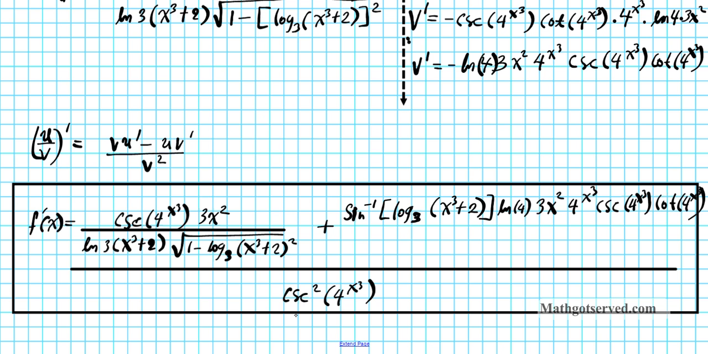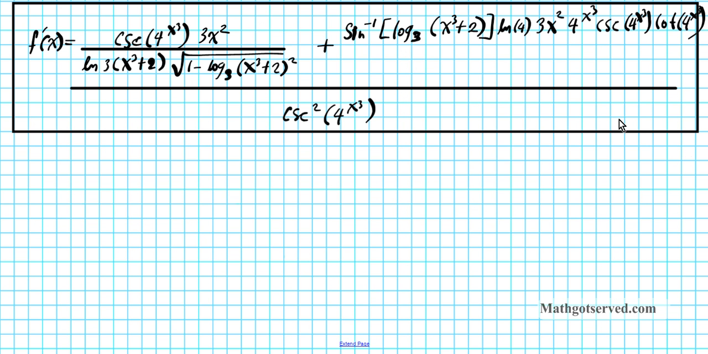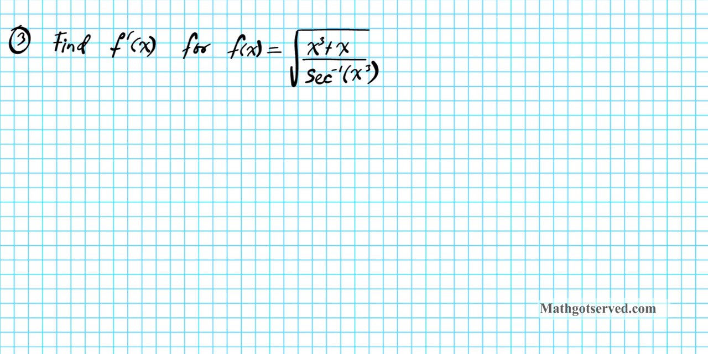All right. So for problem 3, let's use a new page. We have to find the derivative of f of x equals the square root of x to the third plus x divided by the inverse secant of x to the third. All right. So to make this easy to compute, we can rewrite this function as x to the third plus x over the inverse secant or the arcsecant of x to the third, all this raised to the 1/2 power. All right.